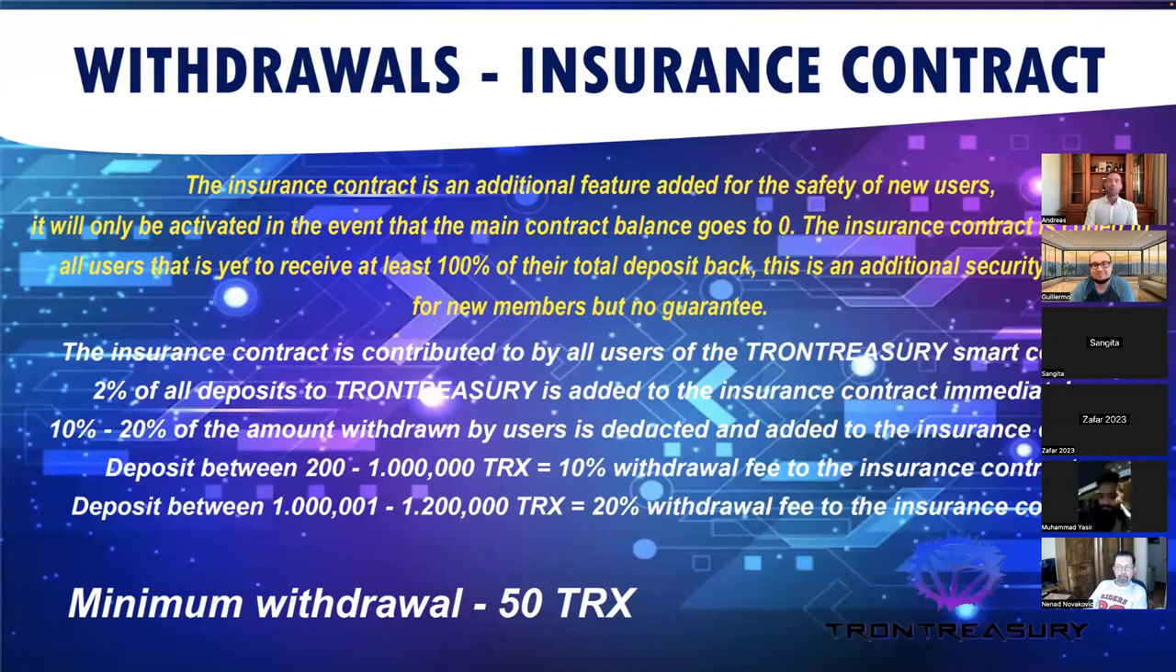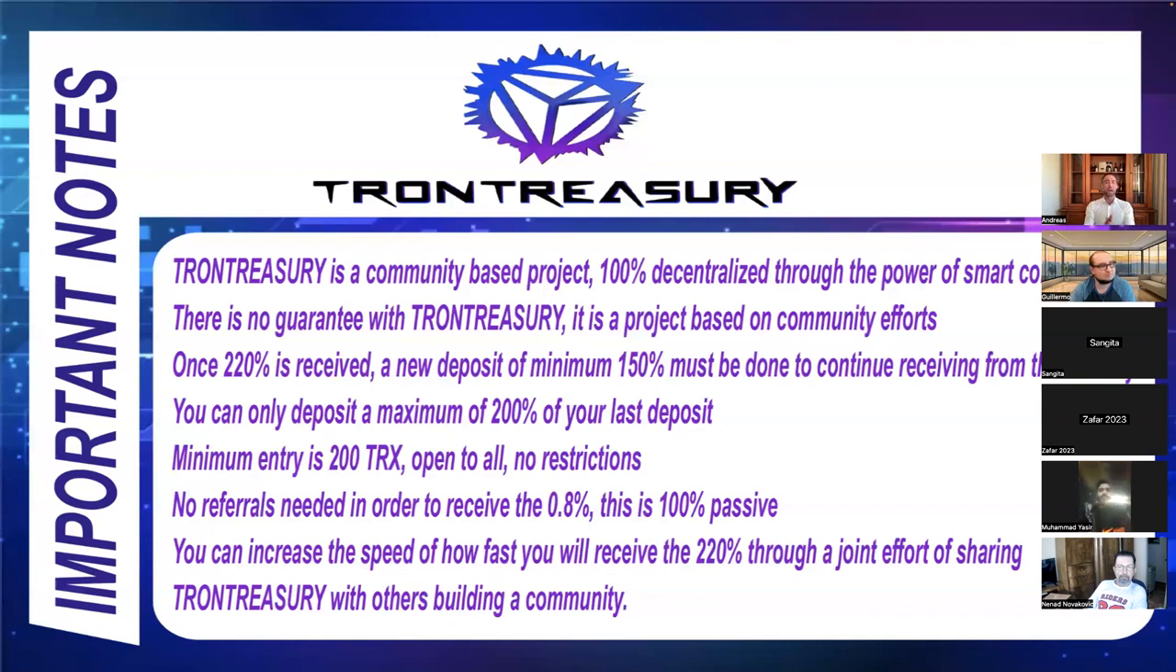Okay. So there's absolutely no reason for any one of us to be paying high gas fees on Tron, guys. The network is there. You can use energy, freeze some Tron, buy some energy, etc. We'll get it done. All right, let's finish off with some important notes here. As we know, guys, Tron Treasury is a community-based project. It is 100% decentralized through the power of smart contracts. Again, there is no guarantee with Tron Treasury. This is a project based on community efforts. But with the efforts that this community is pulling in, well, yeah.